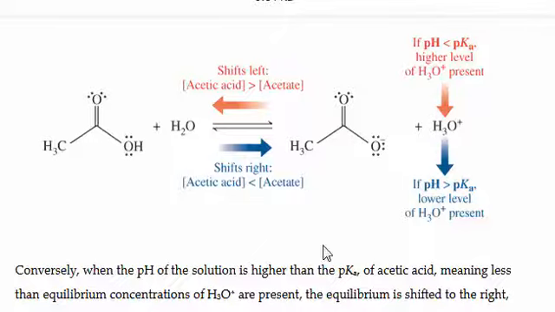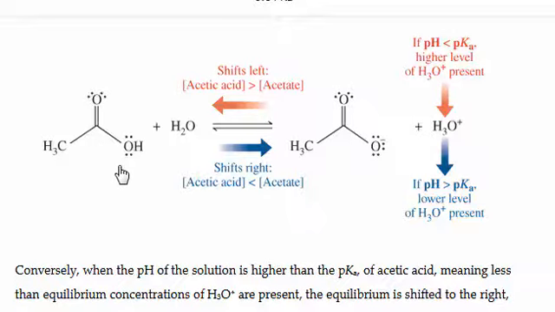So if we look at acetic acid as an example, when the pH goes up, that means the concentration of hydronium decreases. So this equilibrium will shift to the right, and more of the conjugate base will form. At a pH higher than the pKa, there will be more conjugate base than acid.